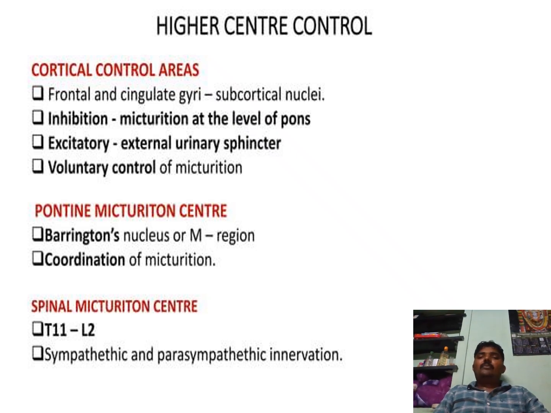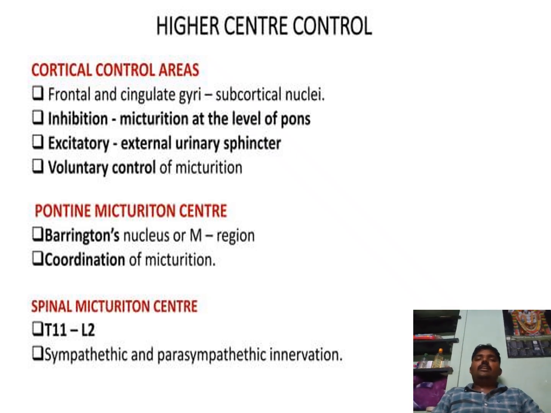Then we'll go for higher center control. Cortical control area: the frontal and cingulate gyri and the subcortical nuclei structures are present in this area. Inhibition of micturition is at the level of the pons. The excitatory function is the external urinary sphincter, voluntary control of micturition. Then the pontine micturition center is mainly the Barrington nucleus present in this region, for coordination of micturition.